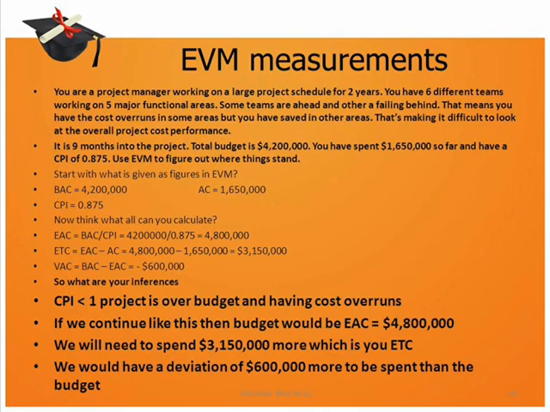So we see that CPI is less than 1, and if we continue like this, then our new budget, which is EAC based on the current performance represented by CPI, would be $4,800,000. Now if we subtract AC from EAC, we get the value of ETC, which is the cost that we can afford to spend based on the new budget, which amounts to $3,150,000. And overall, from our initial budget of BAC, we will have a deviation of $600,000 with respect to the new budget.